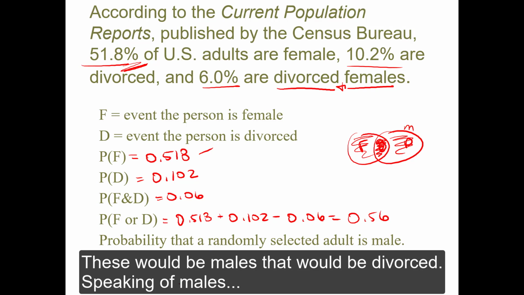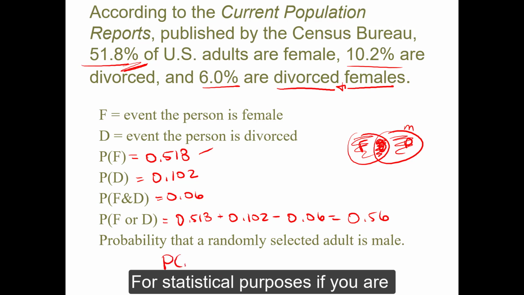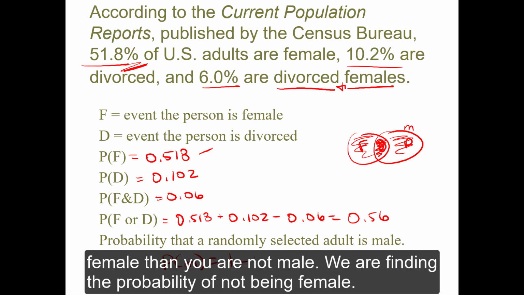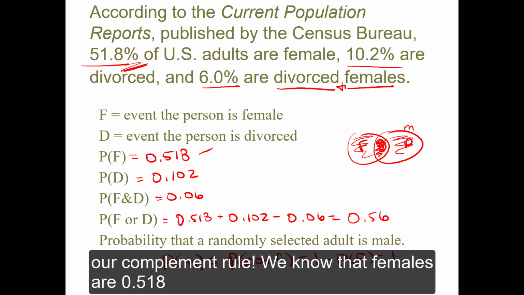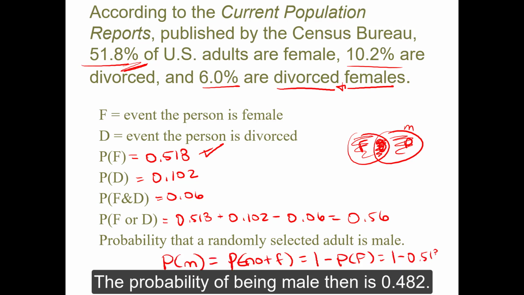Speaking of males, what is the probability of being a male? Well, for statistics, if you are female, then you are not male. So we are finding the probability of not being female. As far as this text knows, that's all it is. So we're going to use our complement rule. So we know that females up here, we said was 0.518. So the probability of being male then is 0.482.